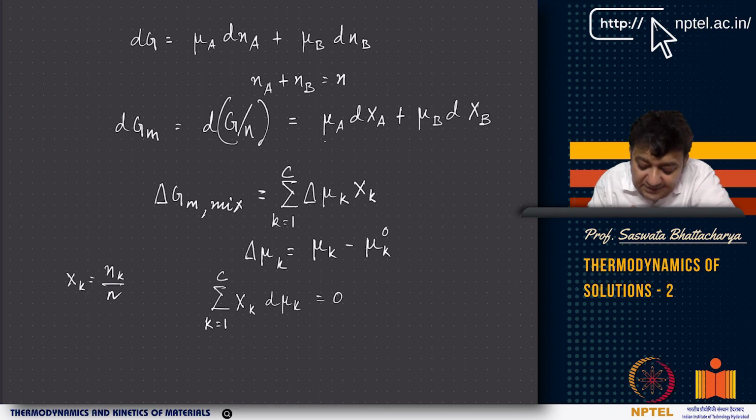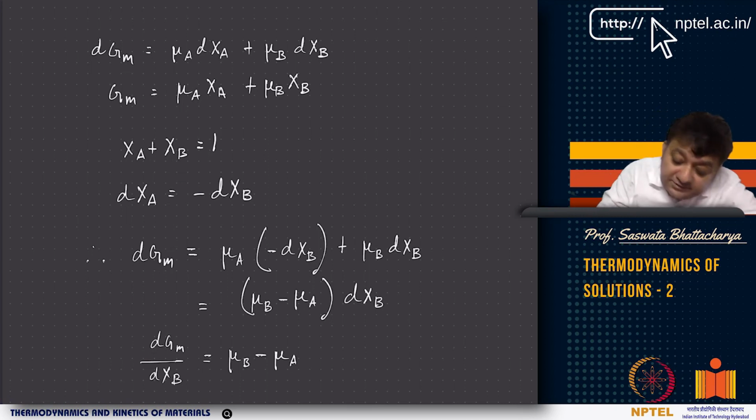And then delta GM mix, the change in molar free energy of mixing, is nothing but delta mu K, which is mu K minus mu K0, times XK. So delta GM mix is the summation of delta mu K XK, where XK is NK by N. And also you know the summation of XK d mu K equals 0. So dGM equals mu A dXA plus mu B dXB.